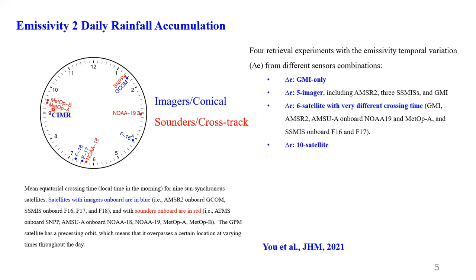The local equator crossing time for SIMR is around 9 o'clock. So clearly, it will be very beneficial to include SIMR in this concept because first, it's an imager. Second, it has a better resolution.